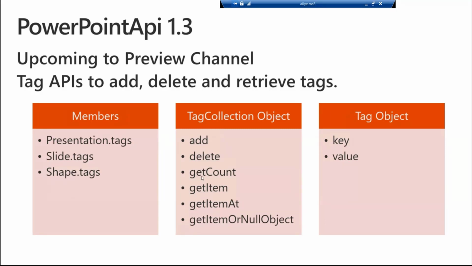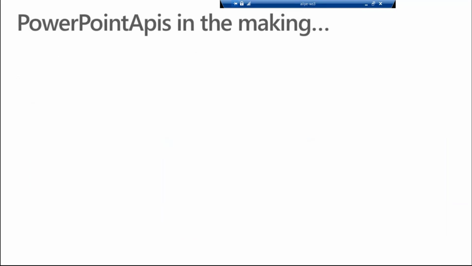So tags are basically custom key value pairs that you can associate to different levels on the presentation. So you can add custom tags to your presentation or to your slides or to your shapes. So we've also added a bunch of APIs to add, delete, and retrieve tags at various levels on the deck. This is on its way to preview. We will be on the lookout for it.